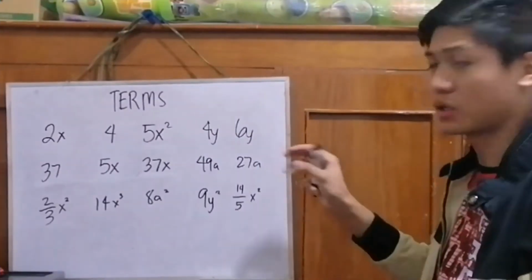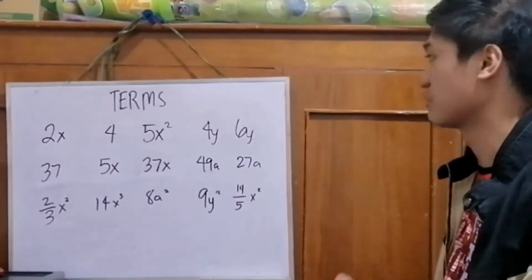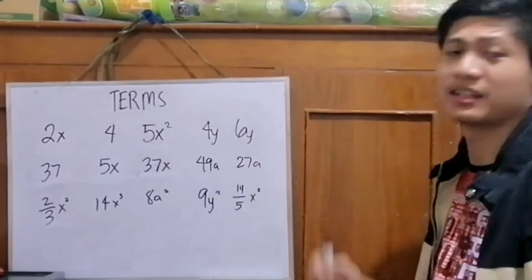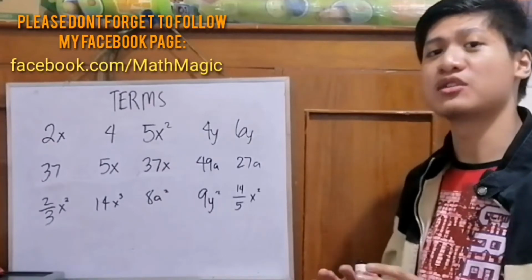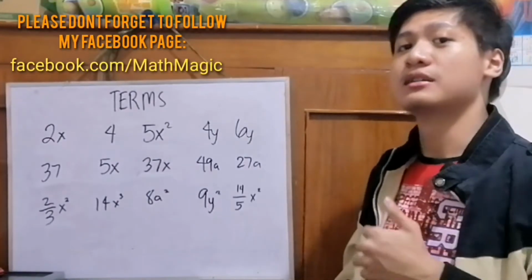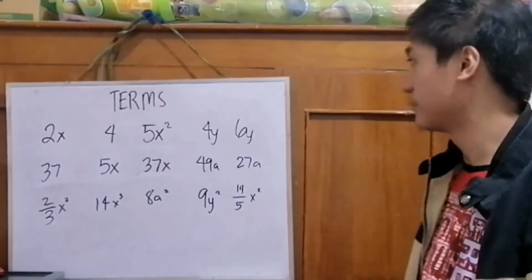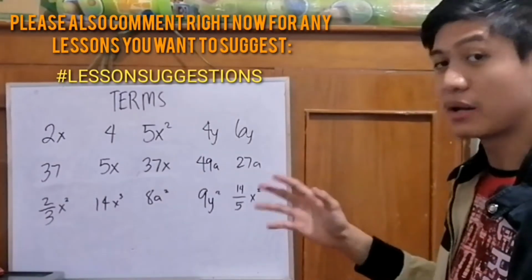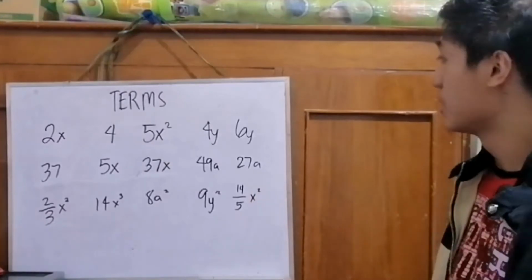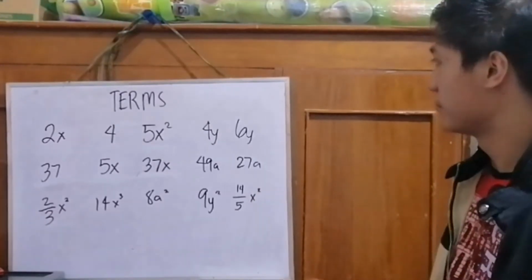Now we have here a set of terms on the board. Now all we have to do is just to find all the like terms in the set. Now when we say like terms, these are the terms that are very similar to each other in terms of the variable and with exponent or index. Now, in this set we can find many like terms. All we have to do is just to find them.